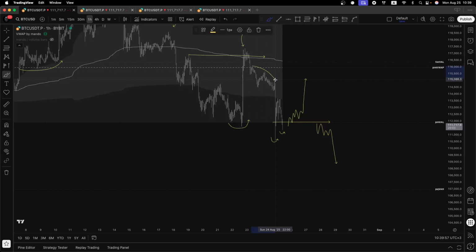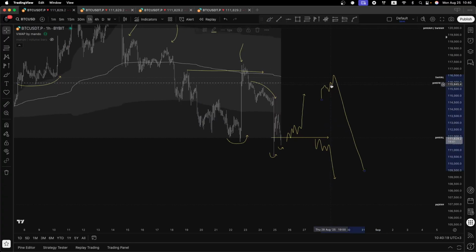internal liquidity resting at 116k, which obviously is also a level of interest in terms of value, previous month VWAP and 5-week value low. If we reject once again, I'm thinking it's over, right? If we come into this level, take out liquidity and reject once again, it's definitely over if this happens.